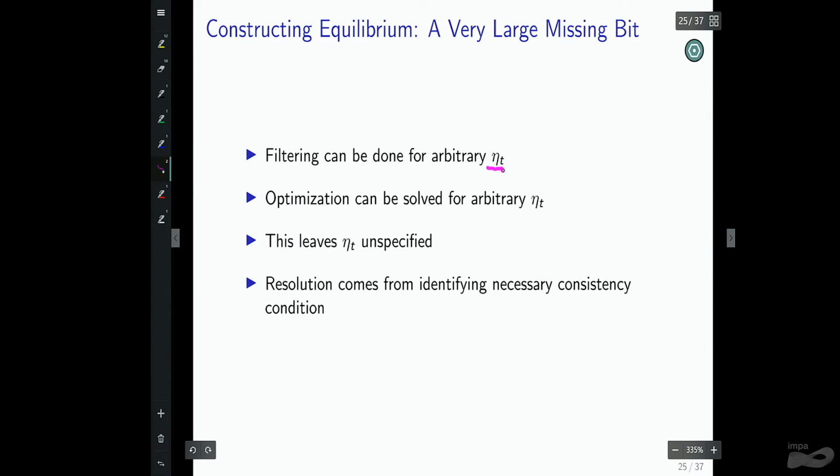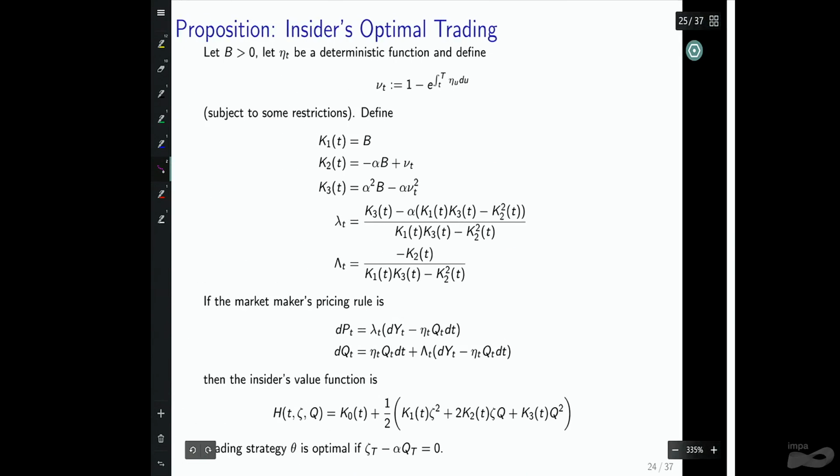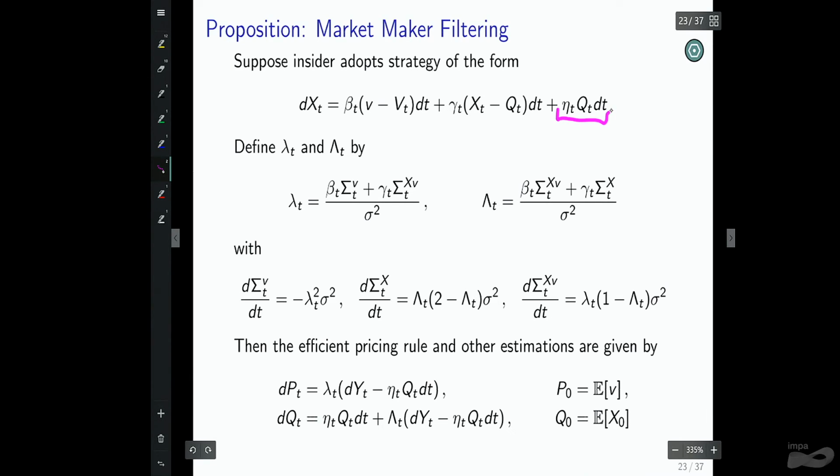For an arbitrary function eta, the filtering can be done very straightforwardly. On the other hand, for an arbitrary function eta, the optimization can be done. But this means that eta is not specified, right? We chose eta arbitrarily for player 1, and then we chose eta arbitrarily for player 2. It doesn't give us as an output what this function eta is. Recall that eta is the loading on Q in the trading strategy.